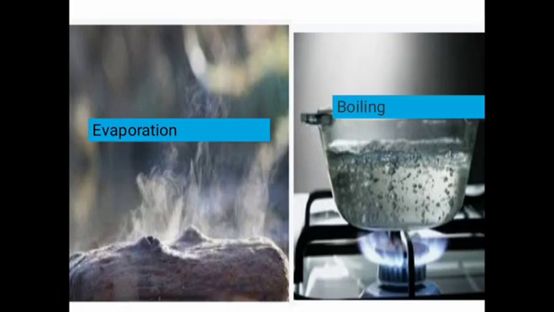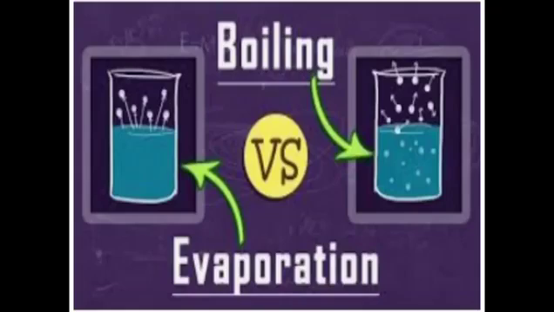So let us recall the difference between evaporation and boiling before we start to learn the expansion. On the screen, you can see images of evaporation and boiling. The difference is, evaporation is a very slow process, whereas boiling is a fast process. And here on the screen, you can see that evaporation takes place only from the surface of the liquid, whereas boiling occurs throughout the liquid.